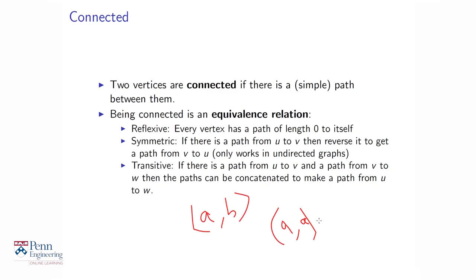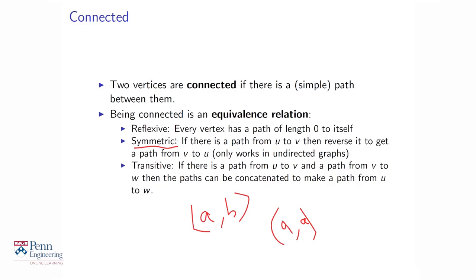The second property you require for an equivalence relation is that it be symmetric, which means that if AB is in the relation, then so is BA. Applying it to this situation, what we're saying is if A is connected to B, then B is connected to A as well. Why is that? Well, if there's a path from A to B, because the graph is undirected, that same path in the reverse direction is a path from B to A. That shows that BA is also in the relation. So if A is connected to B, then B is connected to A.